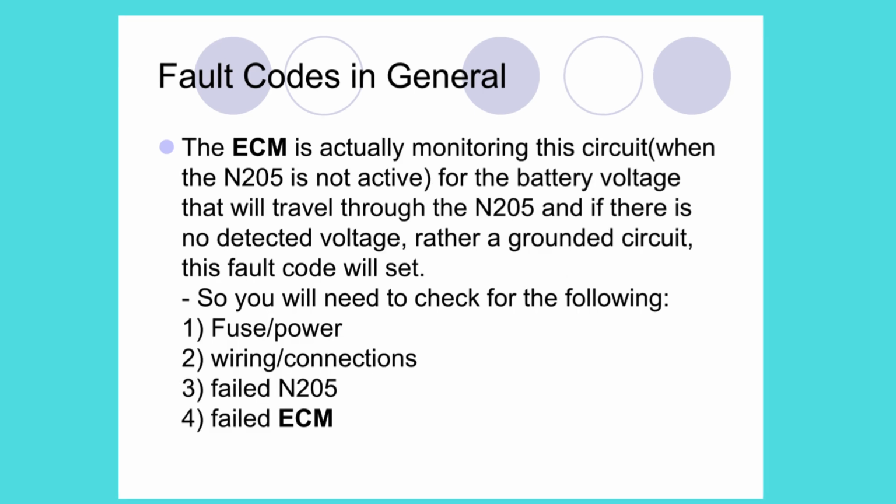The electronic control module is actually monitoring this circuit when the N205 is not active, for the battery voltage that will travel through the N205, and if there's no detected voltage, rather a grounded circuit, this fault code will set. So you'll need to check for the following: the fuse or power, wiring and connections, a failed N205, or a failed electronic control module.